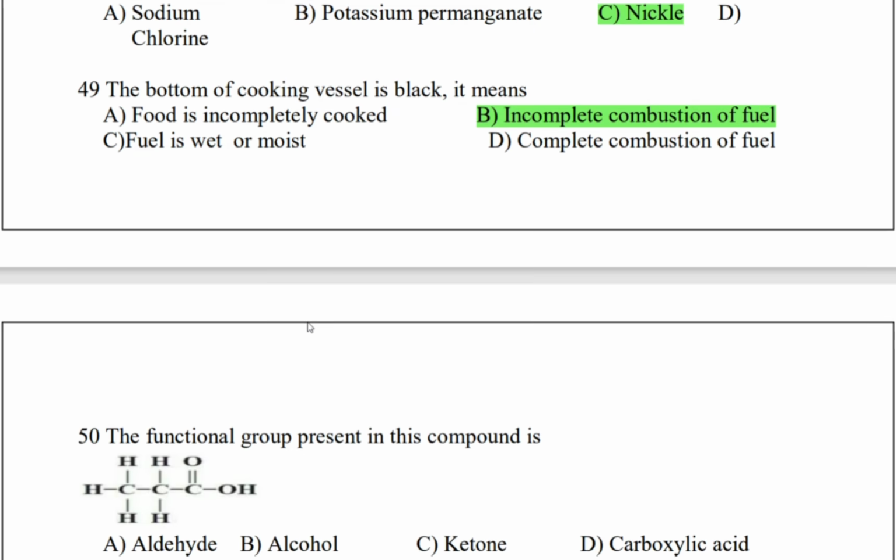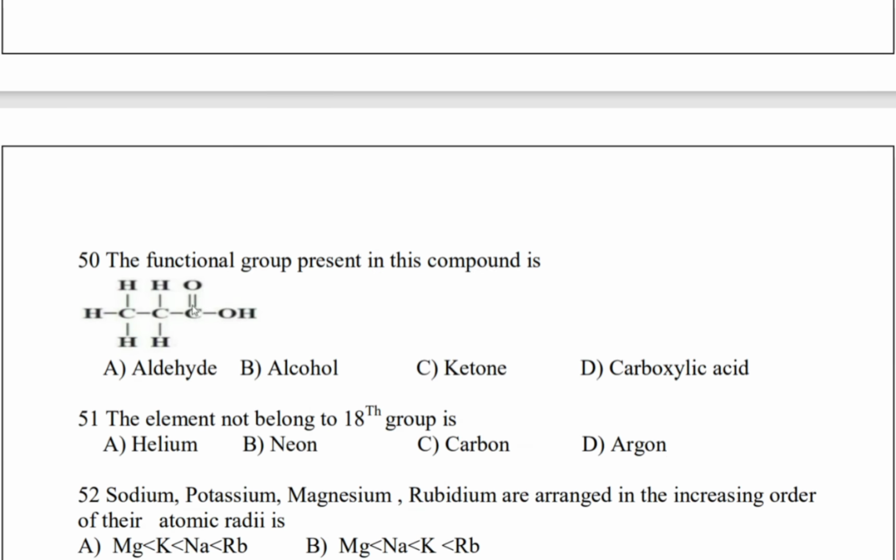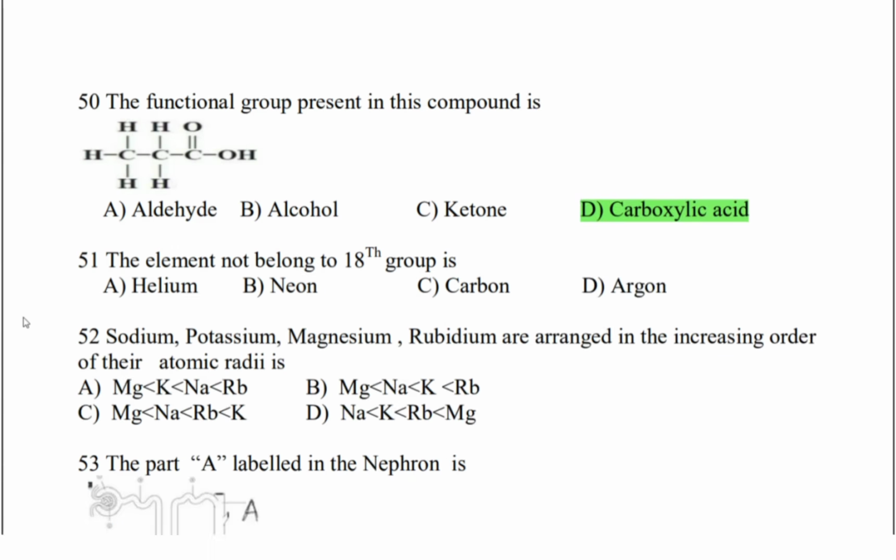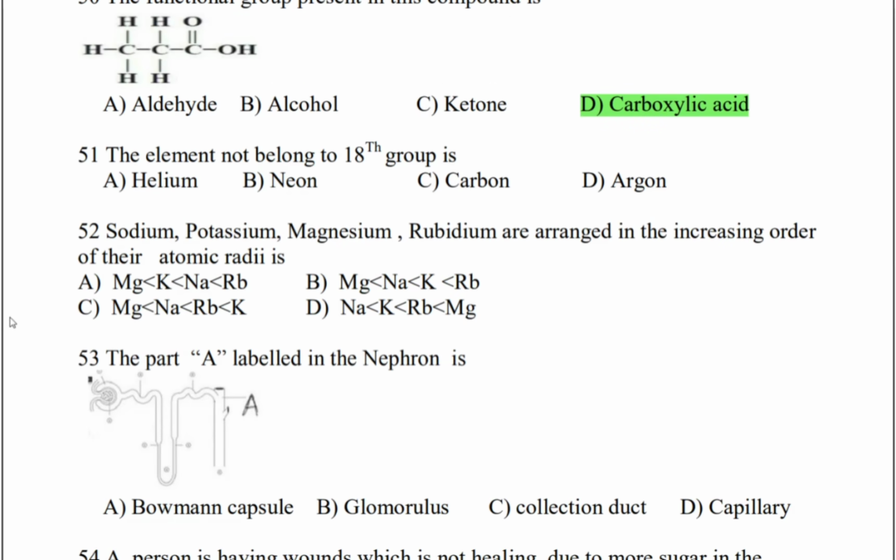Incomplete combustion of fuel. Next question. The functional group present in the compound. If you observe, it contains the functional group COOH. It means carboxylic acid. The element which does not belong to the 18th group: helium, neon and argon are 18th group elements. Carbon does not belong to the 18th group. Therefore, the correct answer is option C, carbon.